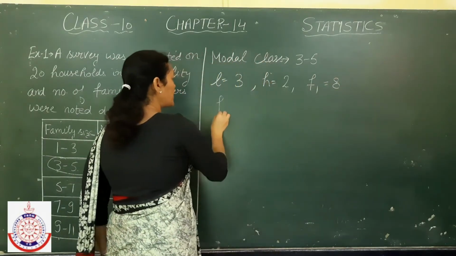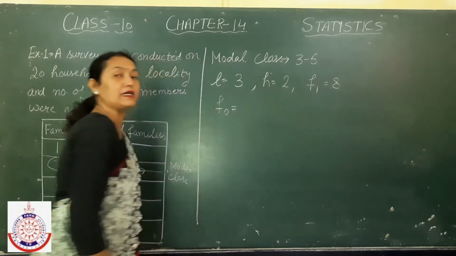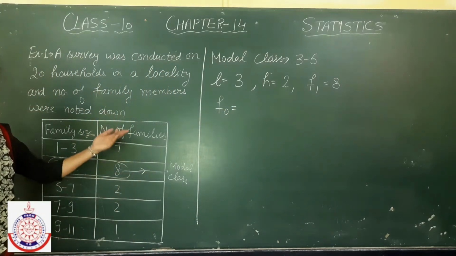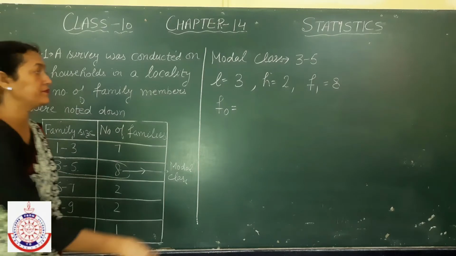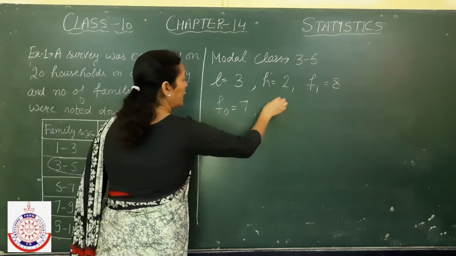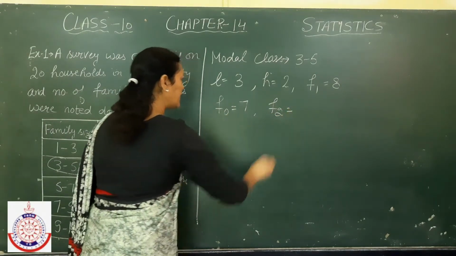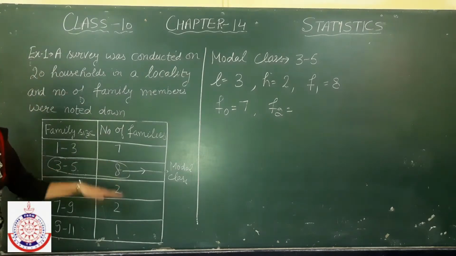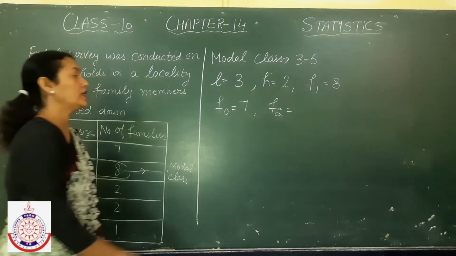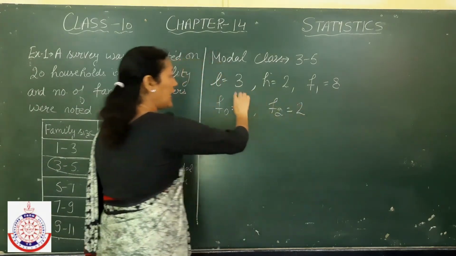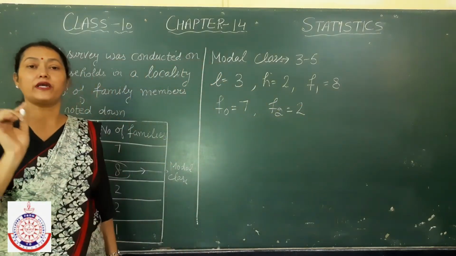What is the frequency of the preceding class? The class before this class. So the value is 7. And what is the frequency of the class succeeding this class? This is preceding, this is succeeding. So that frequency is 2. So we have written the values of L, H, F1, F0 and F2.